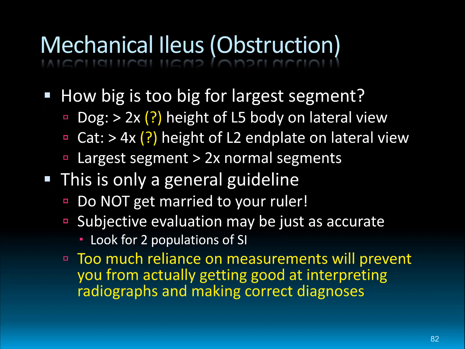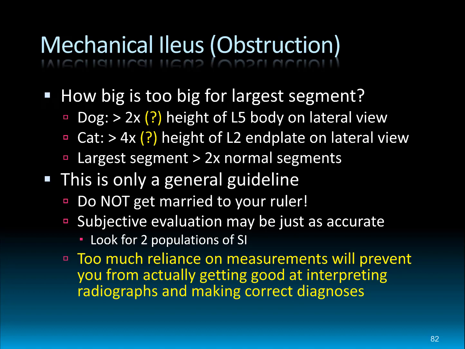And you can go back to the rules of thumb as to considering how big is too big. In a dog, I start getting particularly worried if small intestinal height is greater than 2 times the height of the L5 body. In a cat, more than 4 times the height of an L2 end plate. And then if one segment is more than twice the size of the more normal or smaller segments. But you can't just base everything on measurements. You do have to use all your other findings, both radiographic findings and clinical findings, to put the whole picture together.